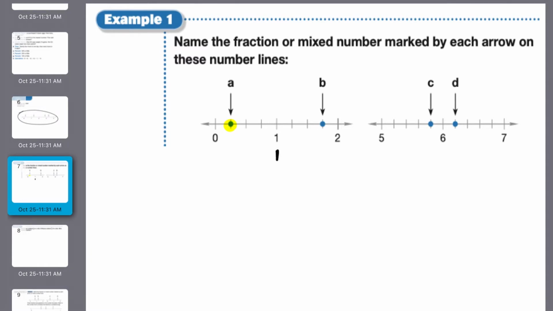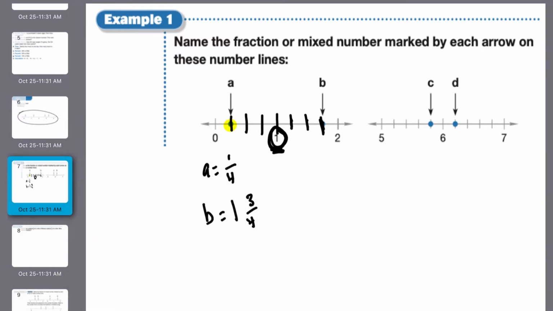We have a 1 here and a 0 here, and we have 1, 2, 3, 4 marks. So that means each of these marks would represent 1/4, right? Each one of these marks, that's 1/4, 2/4, 3/4, 4/4. So A would be 1/4. All right, so then B, 1/4, 2/4, 3/4. B would be 1 3/4. Because we already have the 1 here, then we added 1, 2, 3 more fourths.